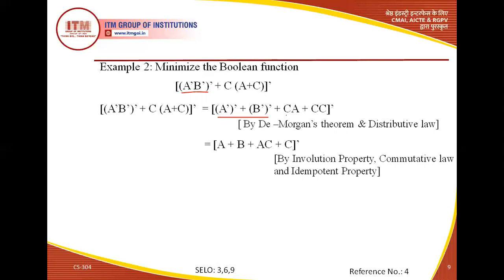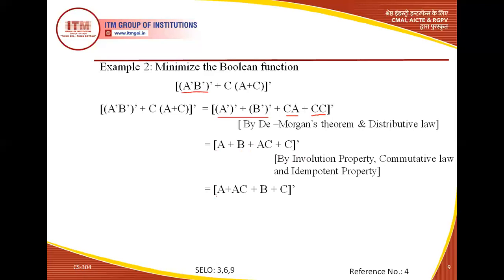Now by using the commutative property, we can change the position of the variables, so CA can be written as AC, and in place of CC we can note down C. Why? Idempotent property, because we know that A dot A equal to A. So by using involution, commutative and idempotent property, the function can be written as A plus B plus AC plus C. Now while using the commutative property, we can note down this term as A plus AC plus B plus C.